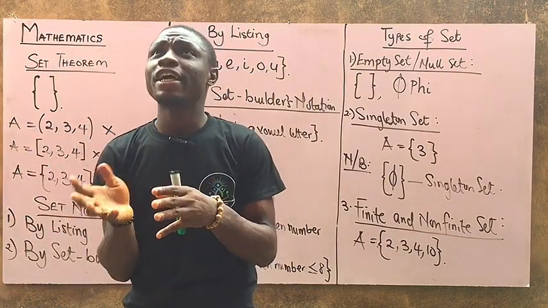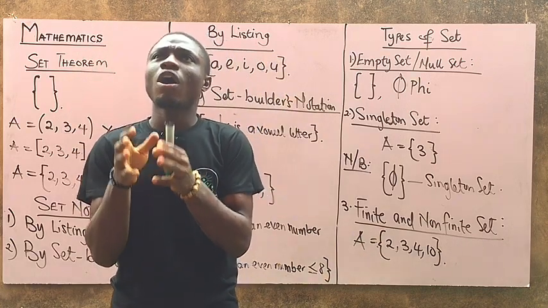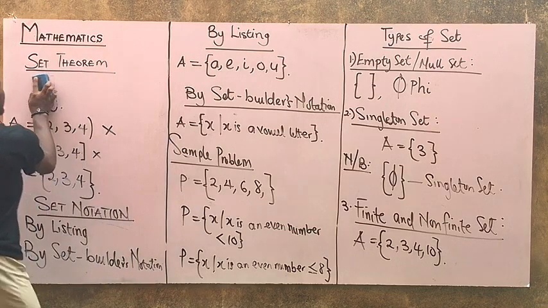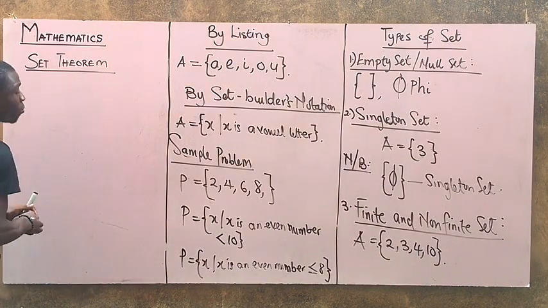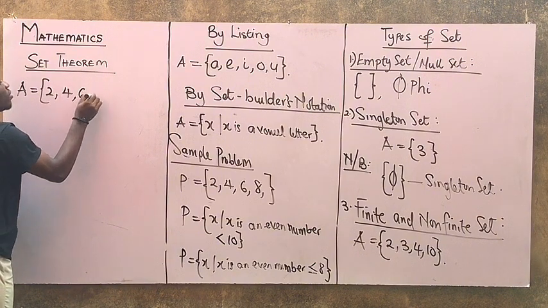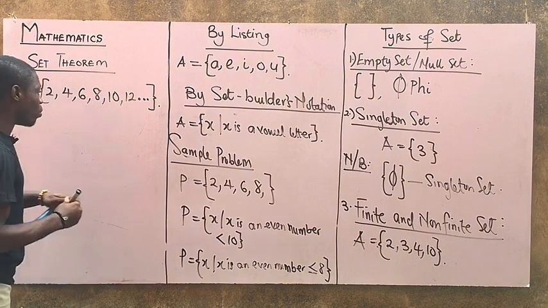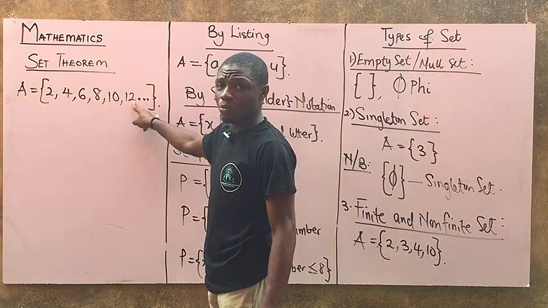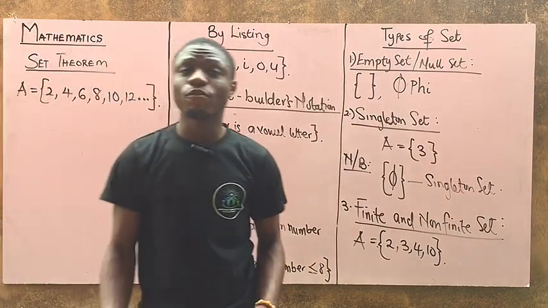So how do you identify a finite set and a non-finite set? For a finite set, you can count the elements. For a non-finite set, this is what you need to check for: three dots are used to show that they continue. I gave you an example, a set A of all positive even numbers. Written as a non-finite set, it becomes A equals 2, 4, 6, 8, 10, 12, and three dots are used to show that they continue. This is an example of a non-finite set. It means that this thing continues, so it becomes a non-finite set.